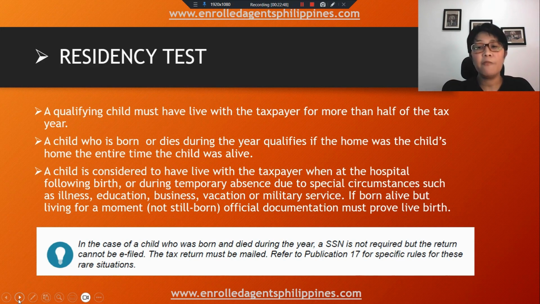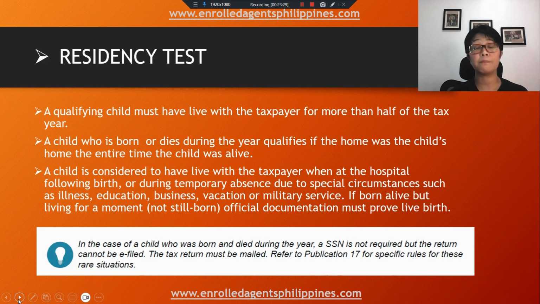Okay? If born alive but living for a moment or not stillborn, official documentation must prove live birth. Na-cover ko din to nung last na topic. No? Pwede pa rin i-claim as a qualifying child. Kunwari, yung client nyo, no? Yung taxpayer, buntis siya, nanganak siya during the year, no? Yung pinanganak niya, buhay naman yung pinanganak. No? Pero eventually, yun nga, nagkaroon ng complications, tapos namatay. So, considered pa rin yun as qualifying child. Kailangan lang ng proper support, no? Mga medical records, hospital records, no? Para ma-prove na talagang buhay ipinanganak, hindi stillborn.